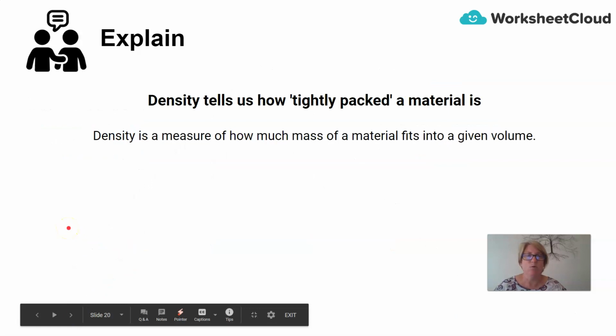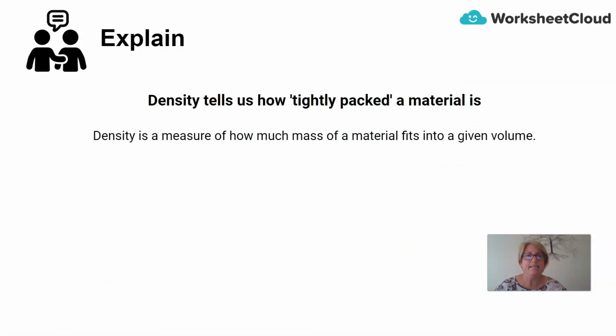So what is density? What does density tell us? Density tells us how tightly packed a material is. So density is a measure of how much mass of a material fits into a given volume. And if you think about the experiments we did this lesson with the blocks, that's what we looked at. We had a look at keeping the mass the same and how did the volume vary. And then we had a look at keeping the volume the same and how did the mass vary. And after we had a look at it, we found out that mass and volume are actually linked up with density.